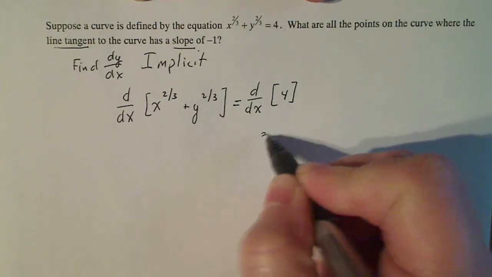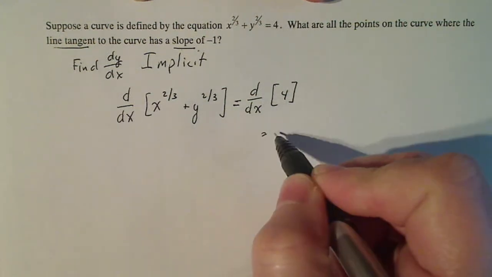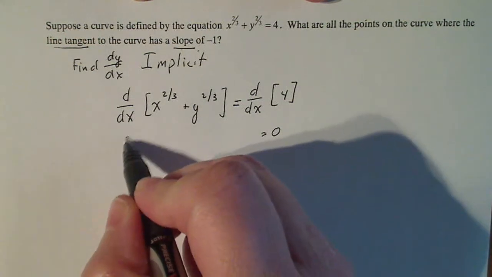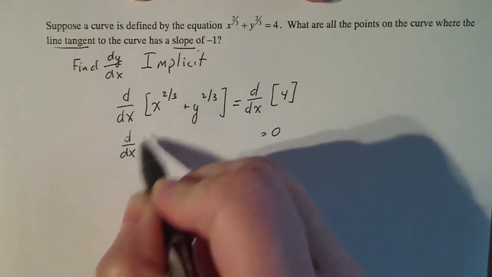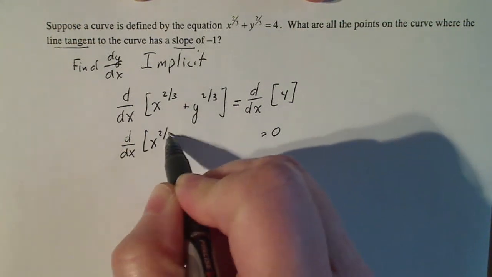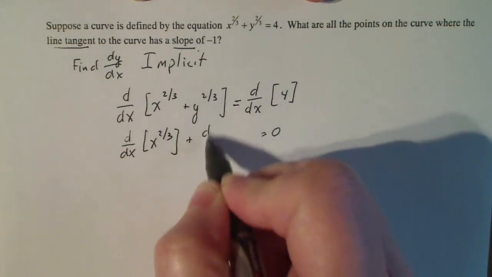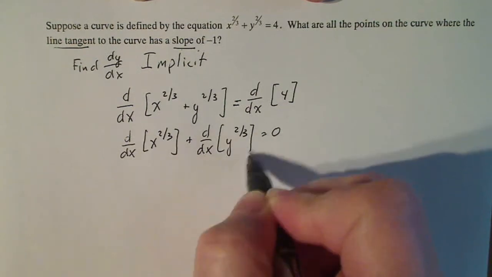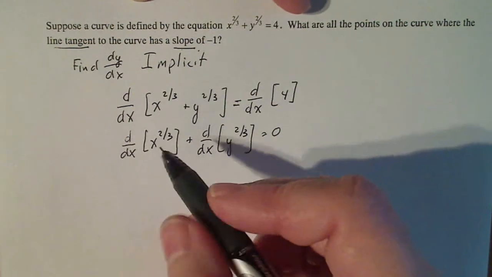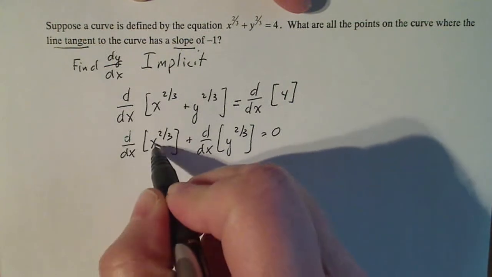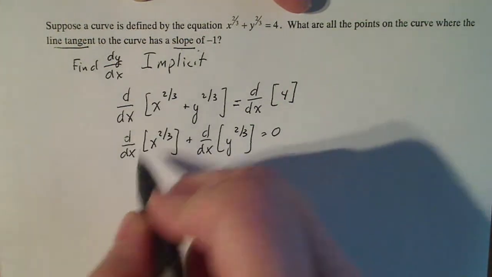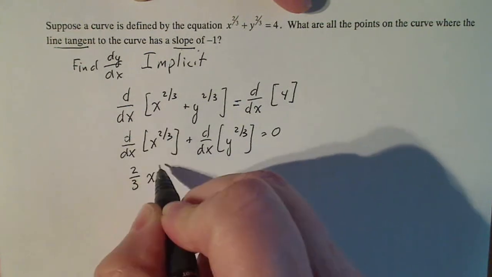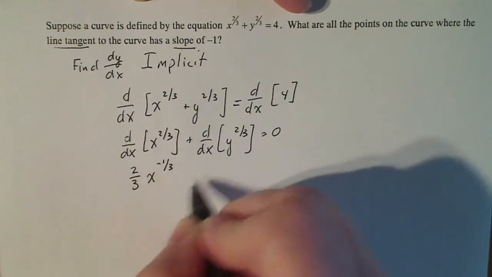So the easy part to this one is this side. The derivative with respect to x of 4 is 0. Over here, I'm just going to separate this: the derivative with respect to x of x to the 2/3 plus the derivative with respect to x of y to the 2/3. I'll take the derivatives of each of those pieces. Since that letter and that letter match, this is just a straightforward derivative, so it's 2/3 x, and I subtract 1 from 2/3, which gives me -1/3.